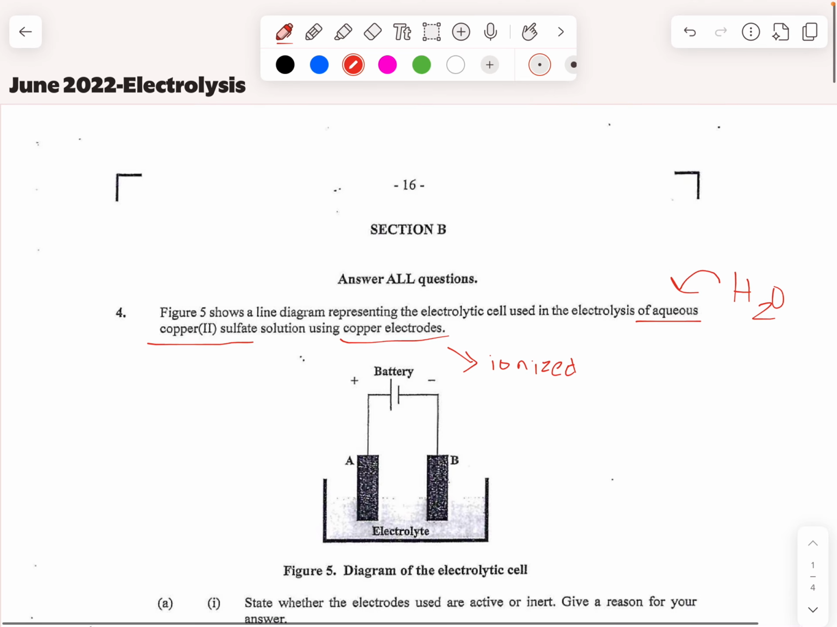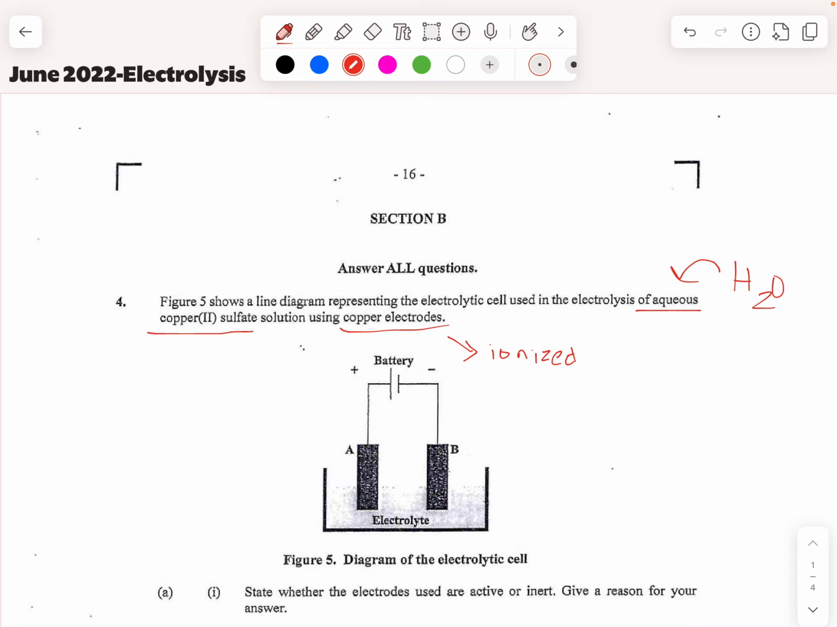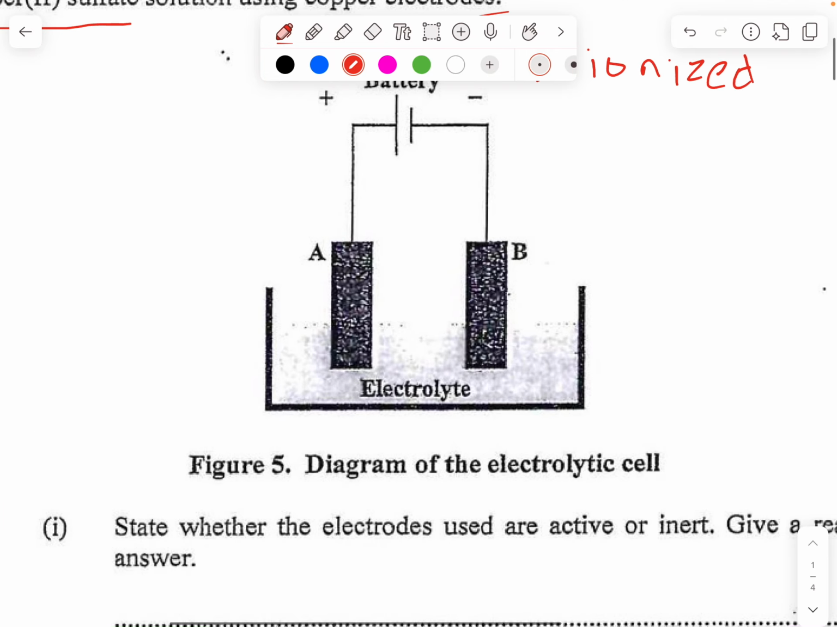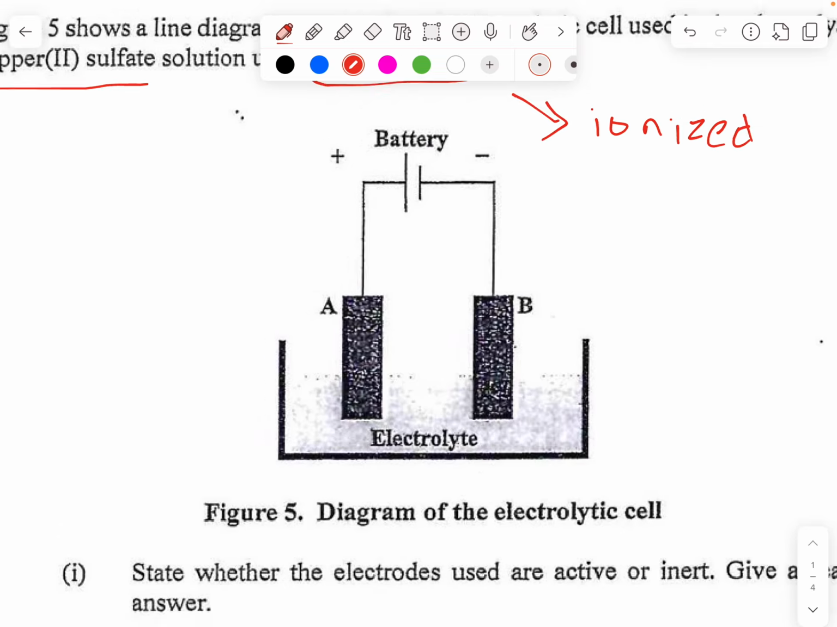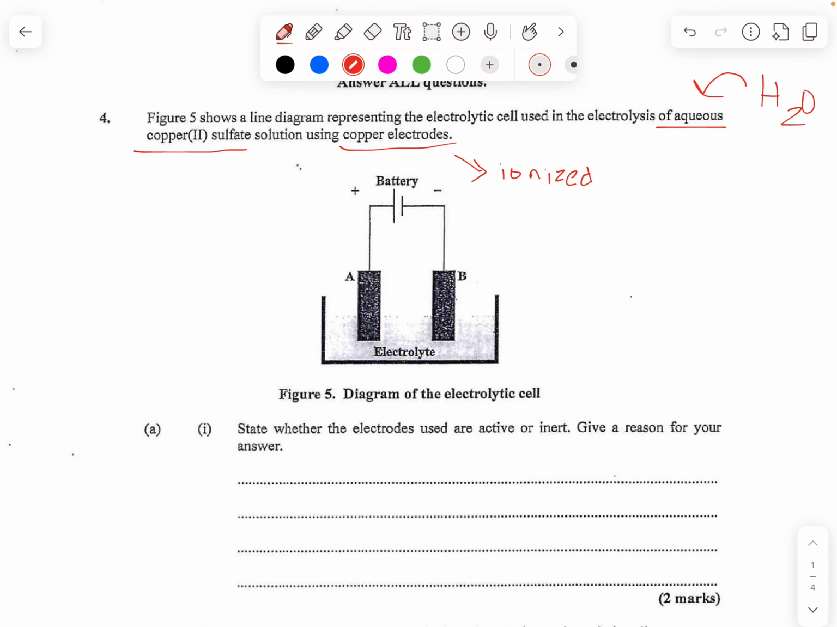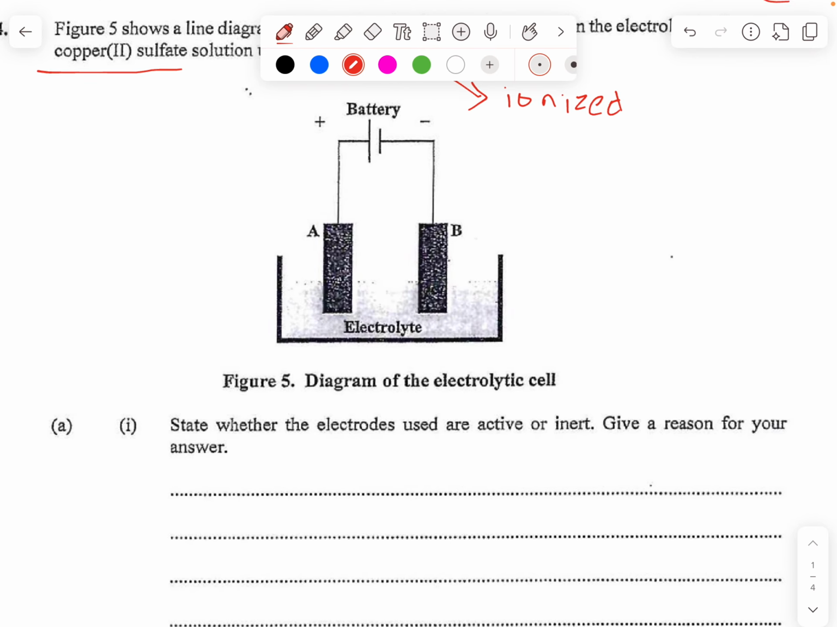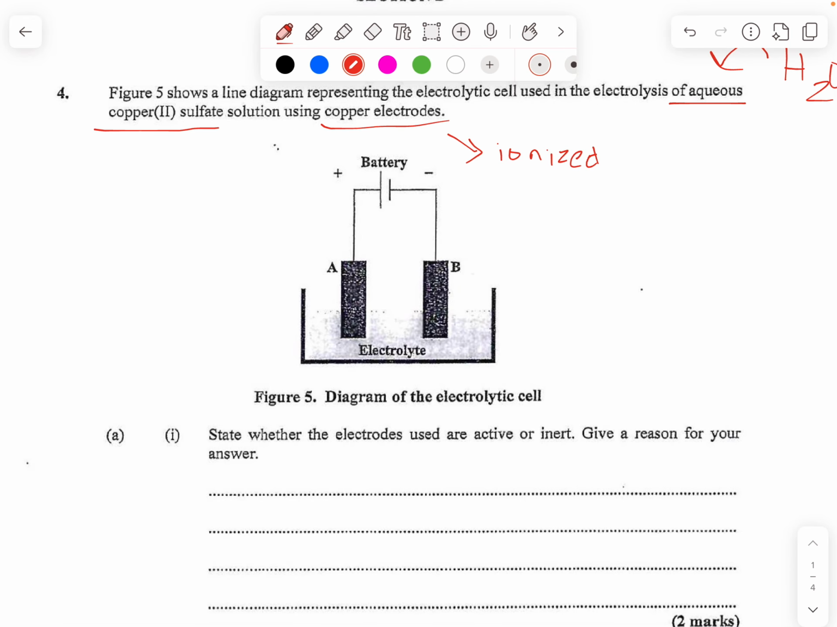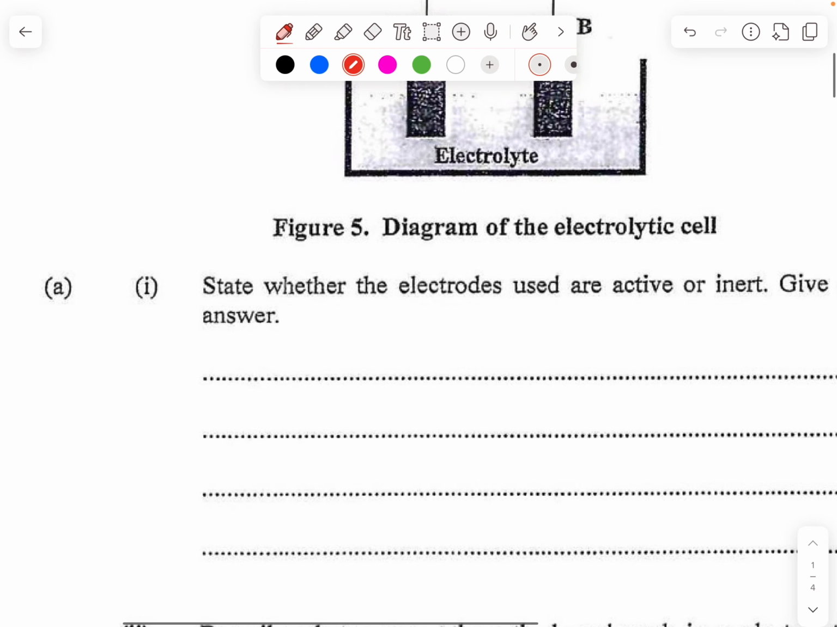right? Okay, so looking at our cell, that's our cell there. We have A for one of the electrodes, B for another. We have our battery. Yes, let us answer the question. So it says state whether the electrodes used are active or inert. And we need to give a reason. That's 2 marks. It is active.